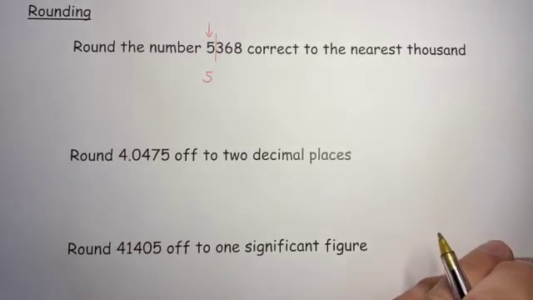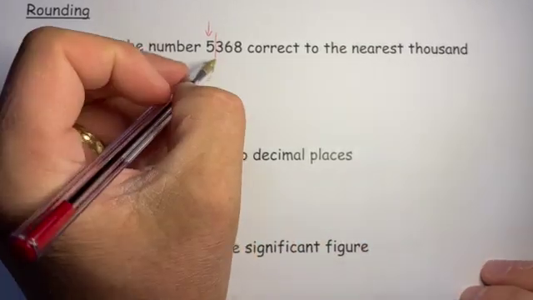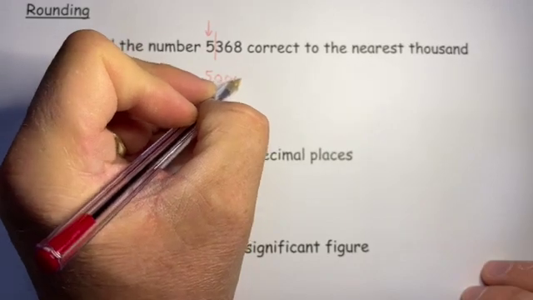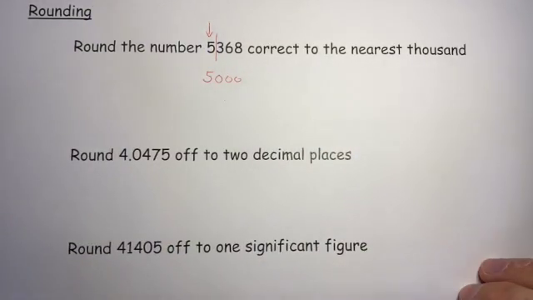However, if I just wrote 5 down, that just says 5. I want it to say 5,000. So I need to put zeros in place so that it's still saying 5,000.